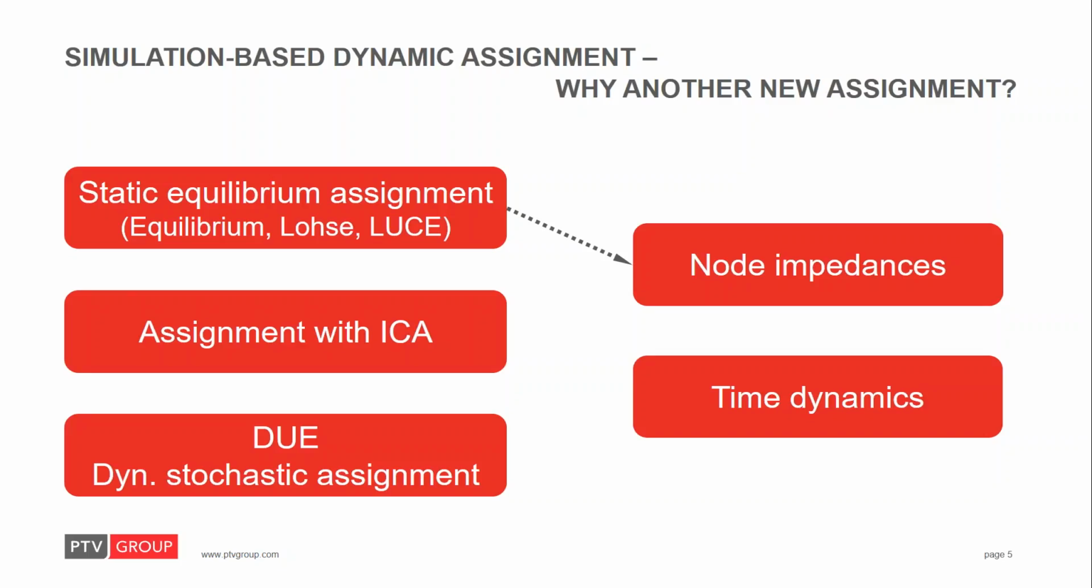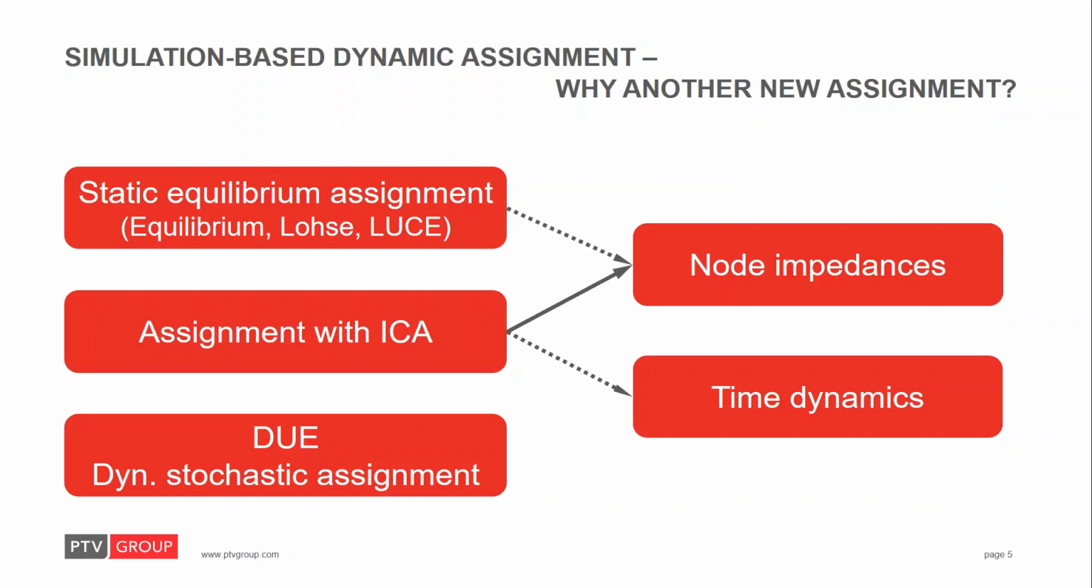Assignment with ICA is a special static assignment method. It combines ICA, intersection capacity analysis, a method for calculating detailed junction performance based on the HCM, with static assignment. So this method is more precise than other static methods and can provide some information on time dynamics, such as queuing, but it is still based on the idea of a steady state, and there is a limit to the level of precision we can expect.